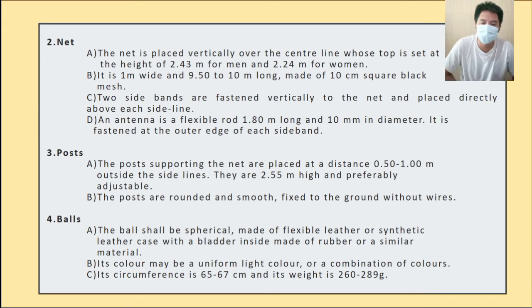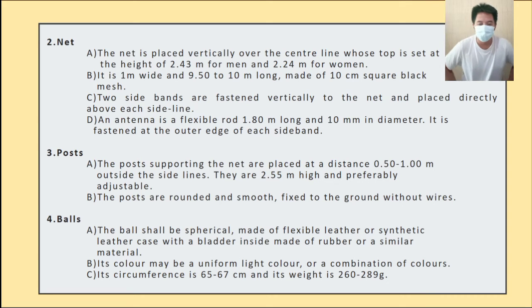2. Net. The net is placed vertically over the center line, whose top is set at the height of 2.43 meters for men and 2.24 meters for women. It is 1 meter wide and 9.50 to 10 meters long, made of 10 centimeter square black mesh. Two side bands are fastened vertically to the net and placed directly above each side line. An antenna is a flexible rod 1.80 meters long and 10 millimeters in diameter. It is fastened at the outer edge of each side band.